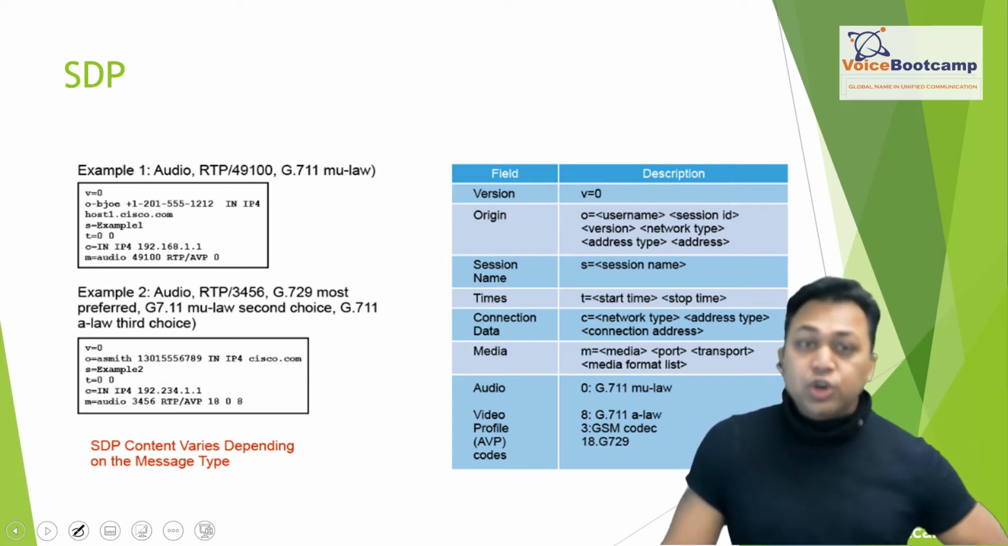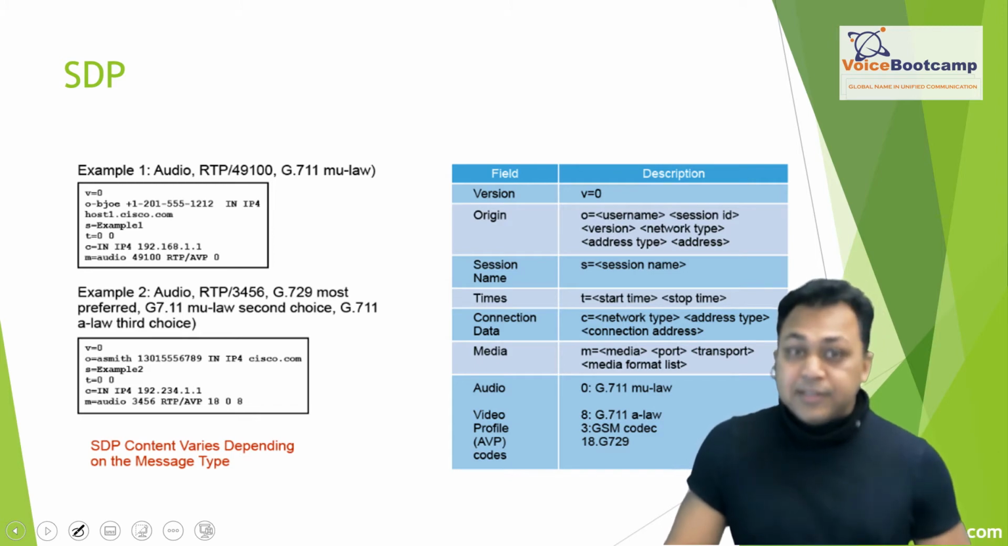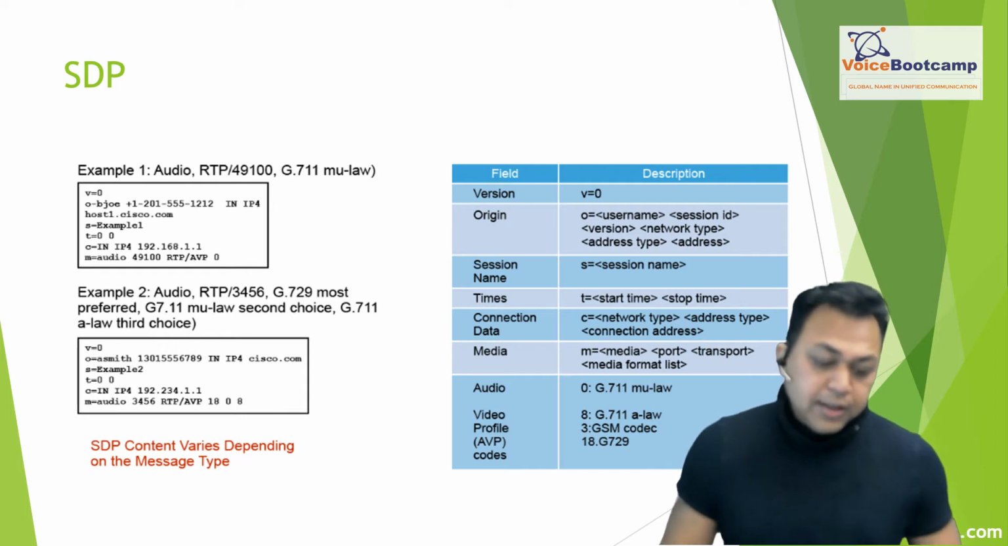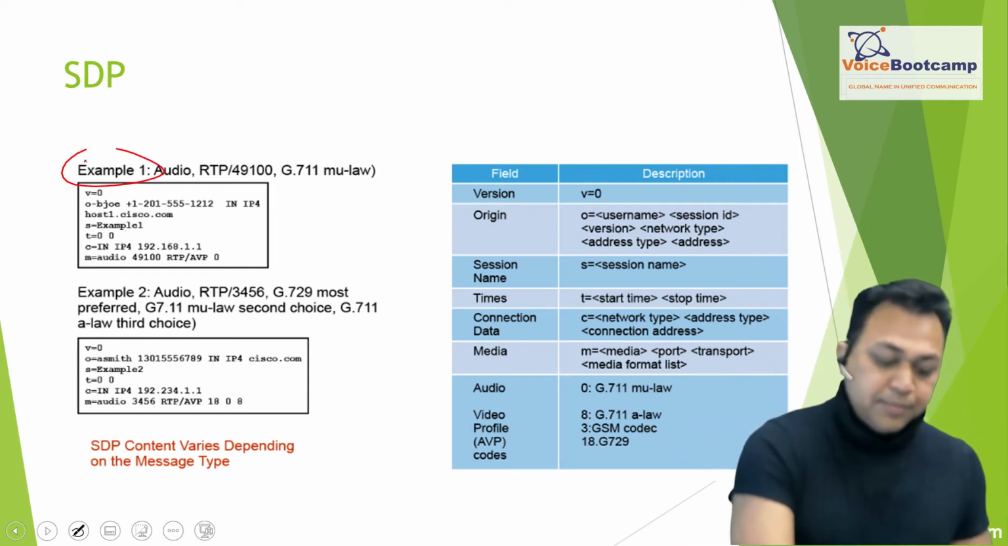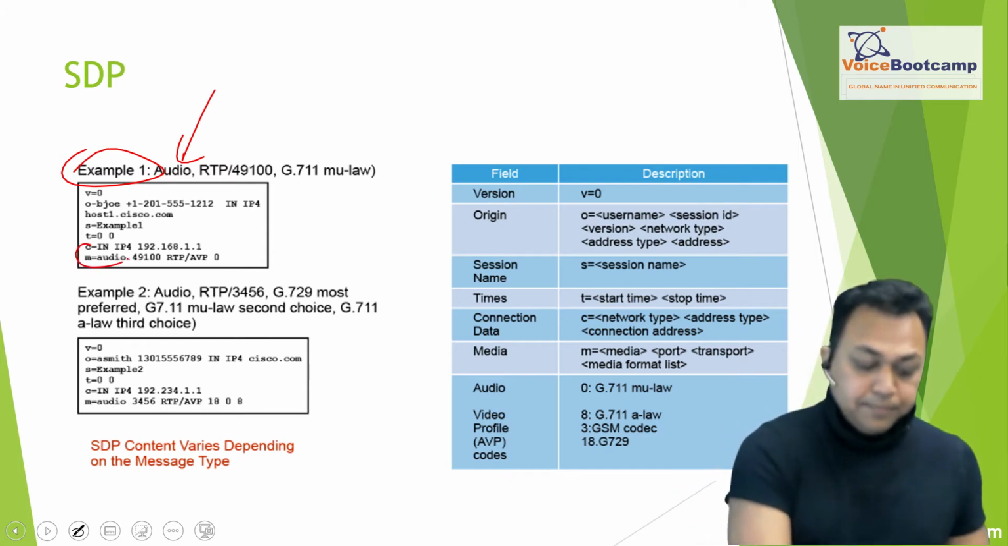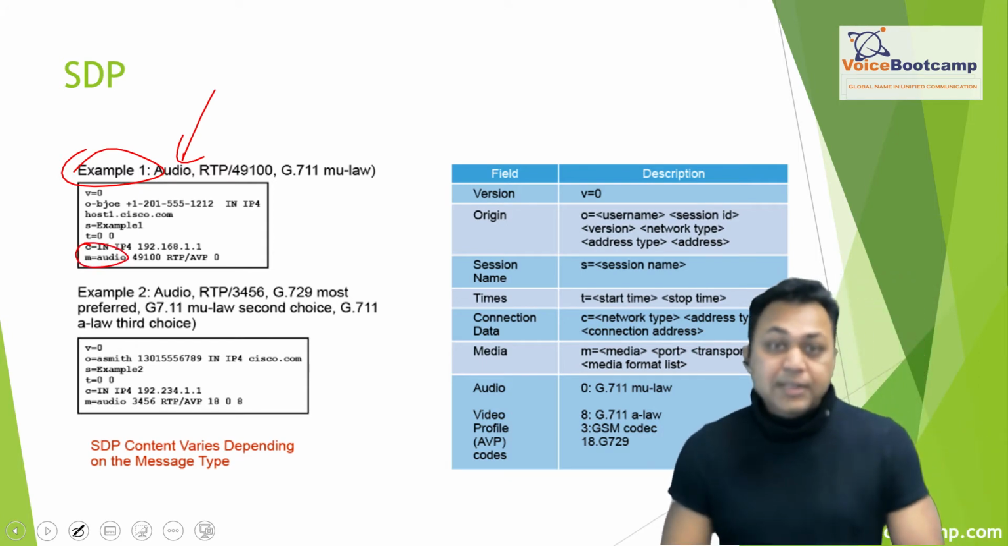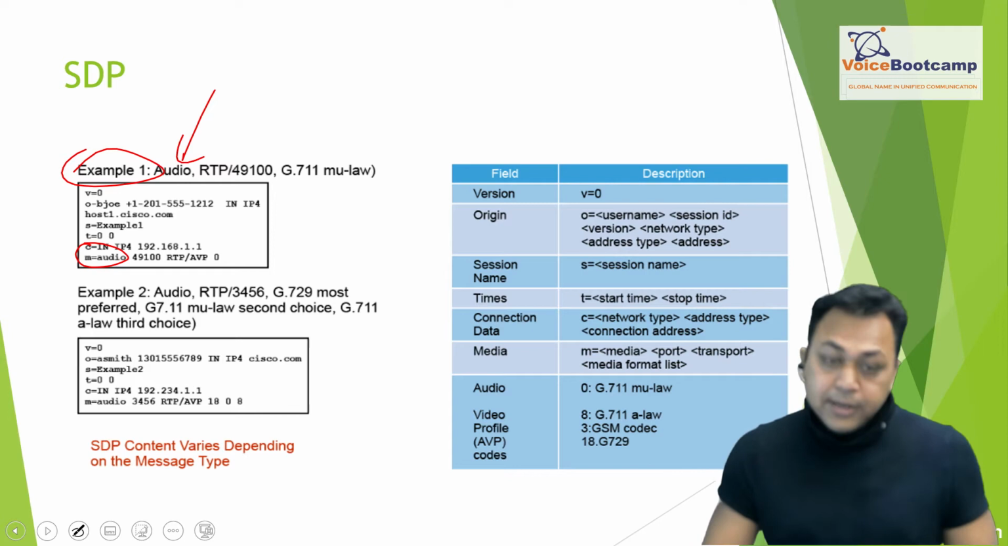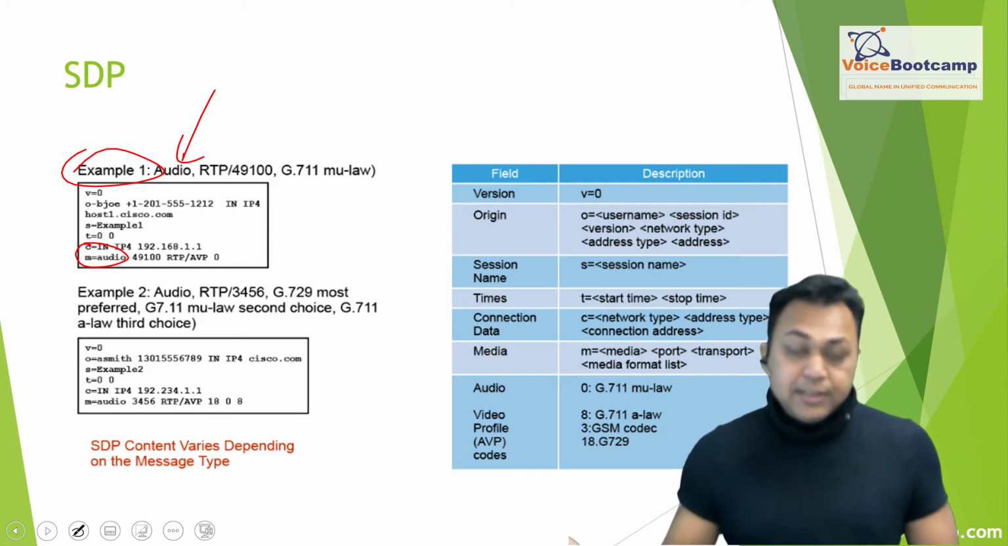Now, this figure will show you two SDP examples. The table explains the parameters, what they are used for. So if you take a look at the first one, example number 1 is an audio call. How do I know? Well, look at the media. m equals media type, and it's an audio media, right? So obviously that's an audio call.